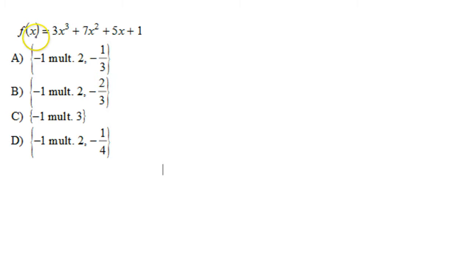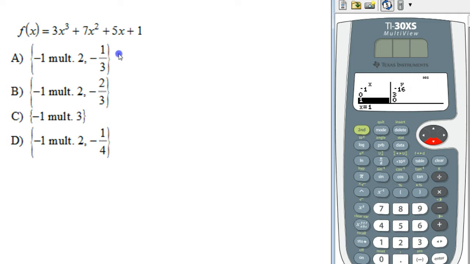In this video, we will find the zeros or roots of this polynomial. We will get some help from our trusty TI-30XS MultiView. Hit the table button, clear out whatever you got in there, and type in this polynomial. So I have 3x to the third power plus 7x squared plus 5x plus 1.